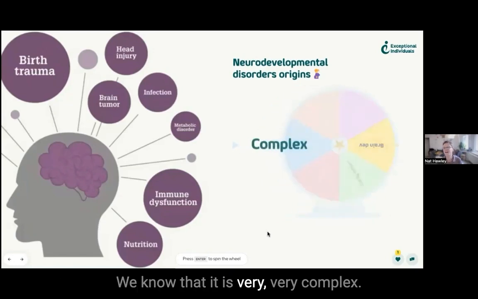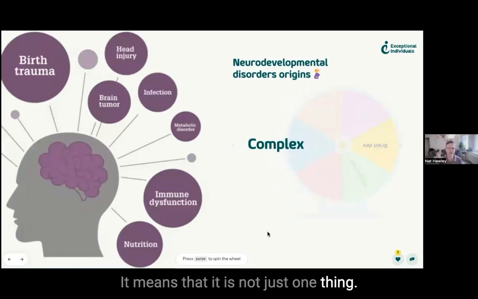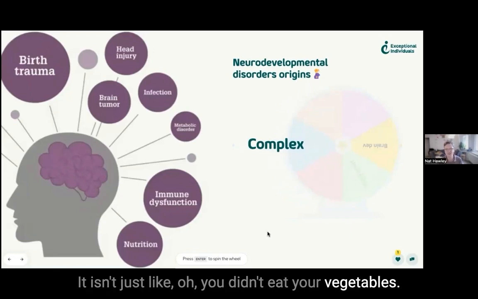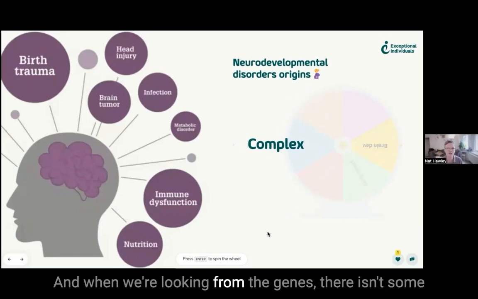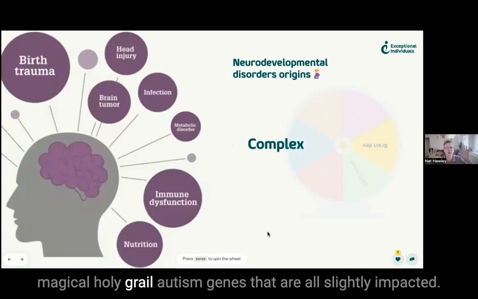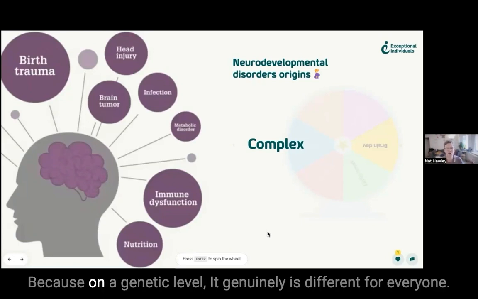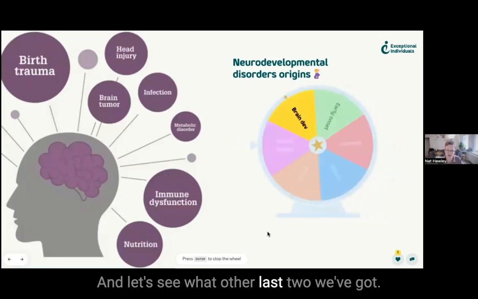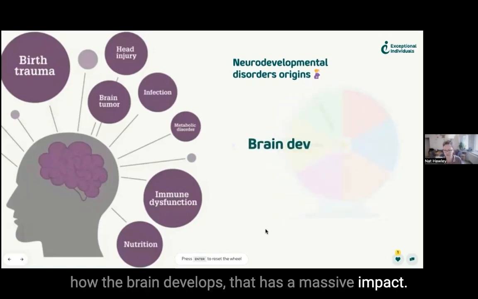We know that it is very, very complex. Now, in the scientific term, complex doesn't just mean difficult. It means that it is not just one thing. It isn't just like, oh, you didn't eat your vegetables, autism. It is a matter of many, many different things. And when we're looking from the genes, there isn't some magical holy grail autism gene. It's genes that are all slightly impacted. And this is why autism is different for everyone, because on a genetic level, it genuinely is different for everyone. And let's see what other last two we've got. And the brain development. How the brain develops, that has a massive impact.